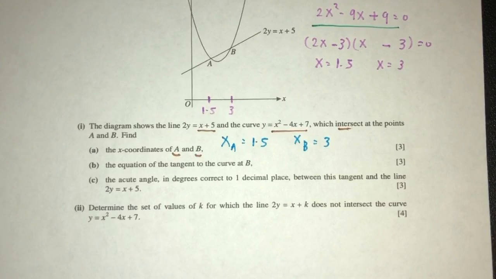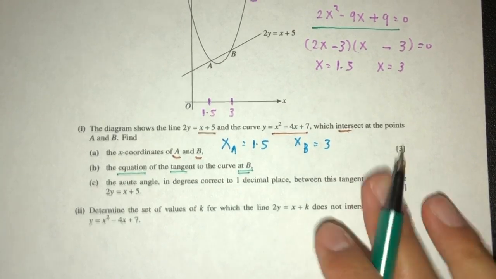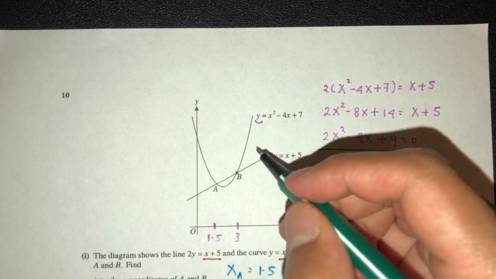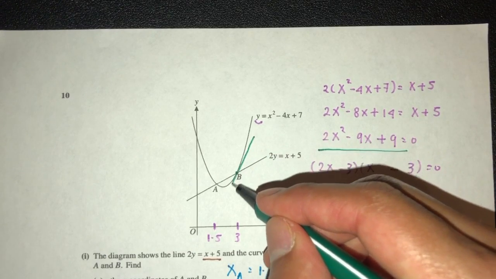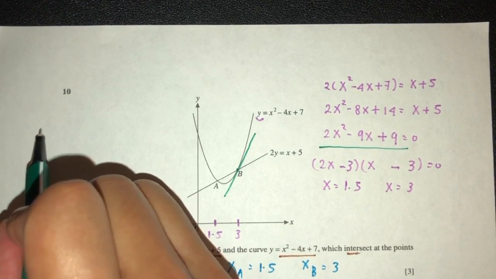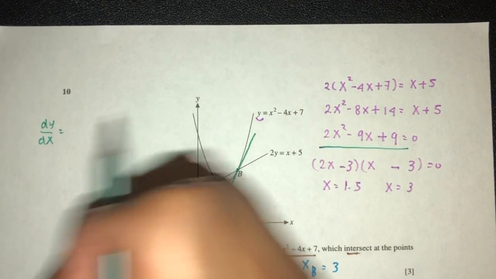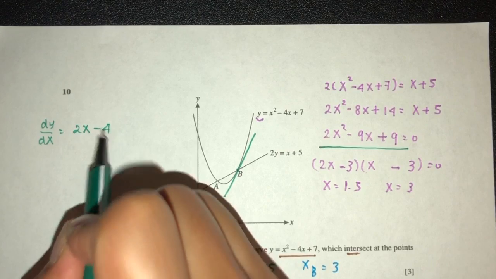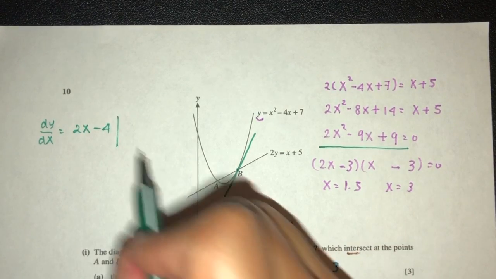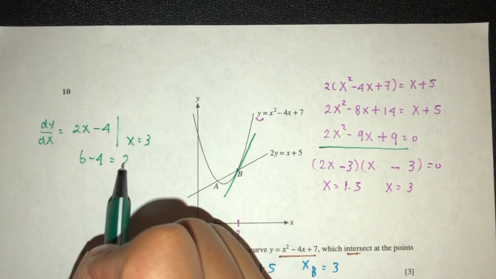Now for part B, we have to find the equation of the tangent to the curve at B. Now we understand, to find the equation of a tangent, which is a straight line, we must find the gradient of the tangent, which is simply dy by dx. That is 2x minus 4. At the value of B, the x value is equal to 3. Replace, you will have 6 minus 4, that will be 2.